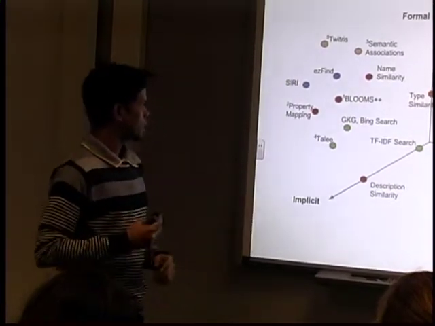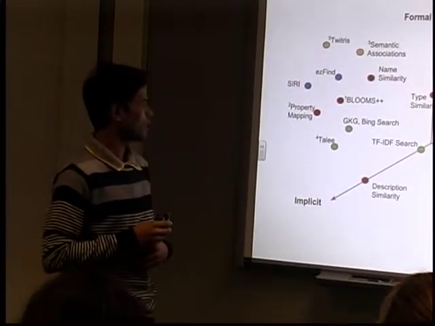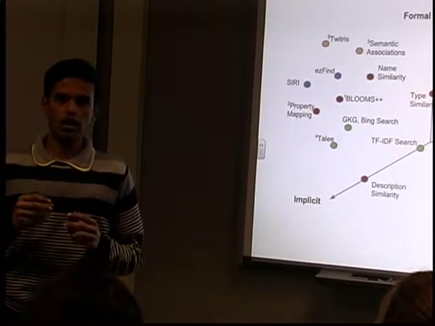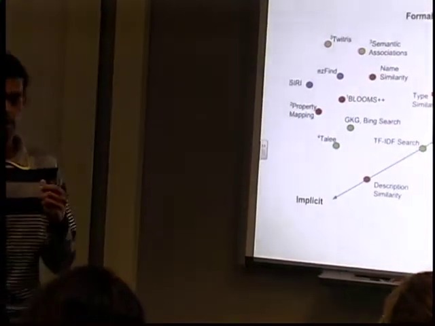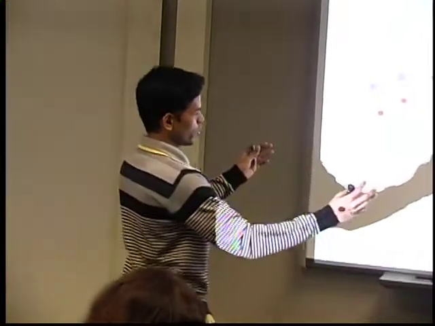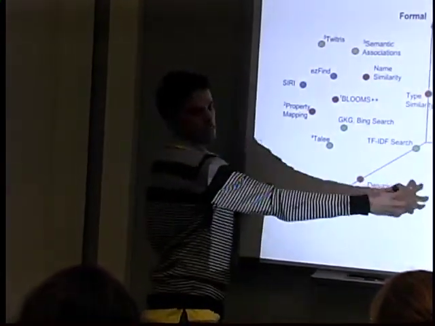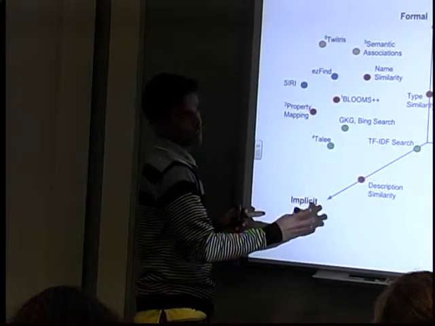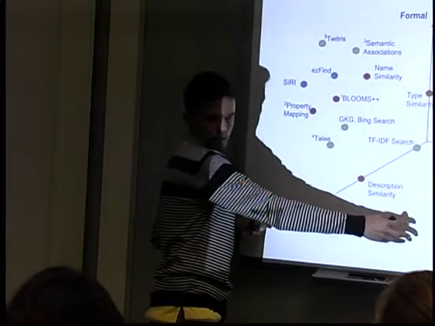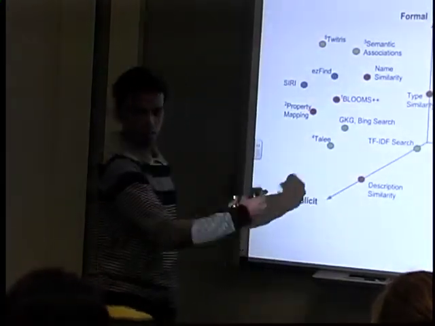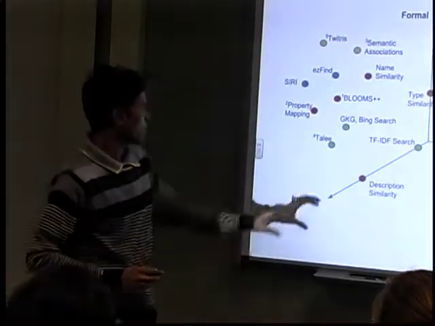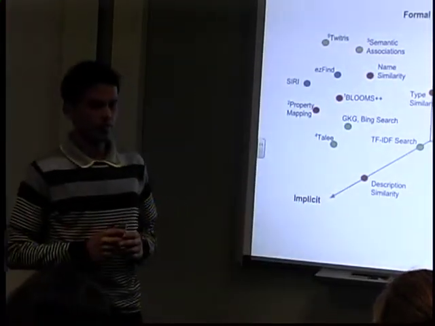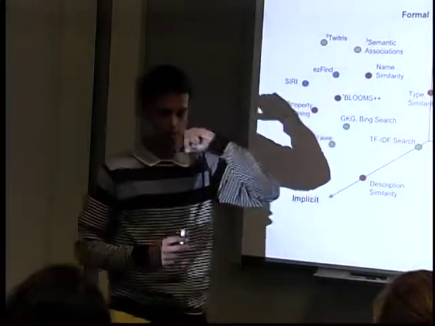Property mapping, which is again work by my colleague, where he tries to identify similar properties, like death place. If you have two data points saying that some person's death place is some city, and somewhere else says this person's deceased place, and these two places are the same, you are describing the same thing. He tries to align those properties. Yeah, he uses implicit and formal because he uses OWL sameness. He tried to exploit that OWL sameness.